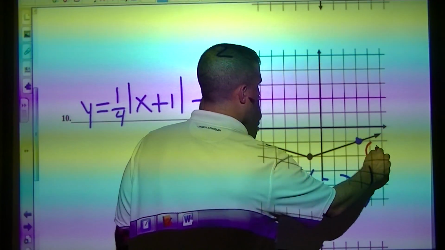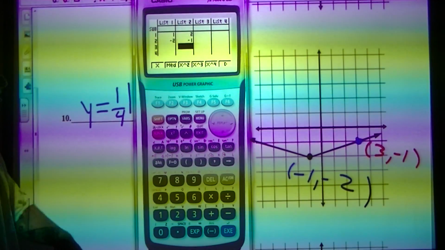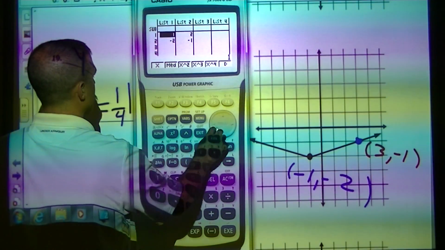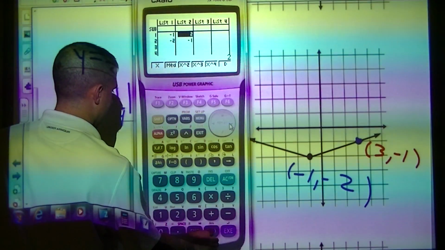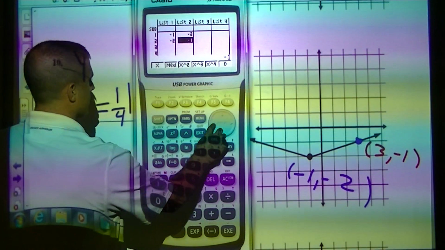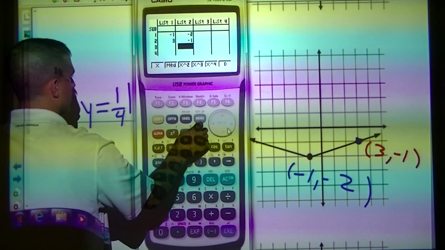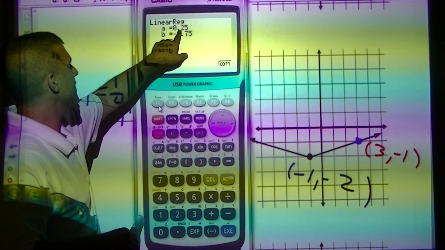That's 3, -1. And what I could do is I could go to the calculator and find the slope, because that's really what I'm finding. So that's going to be -1, -2. And then I'm also going to do 3, -1. It's already done for me. And if I find the regression, it gives me a point set.